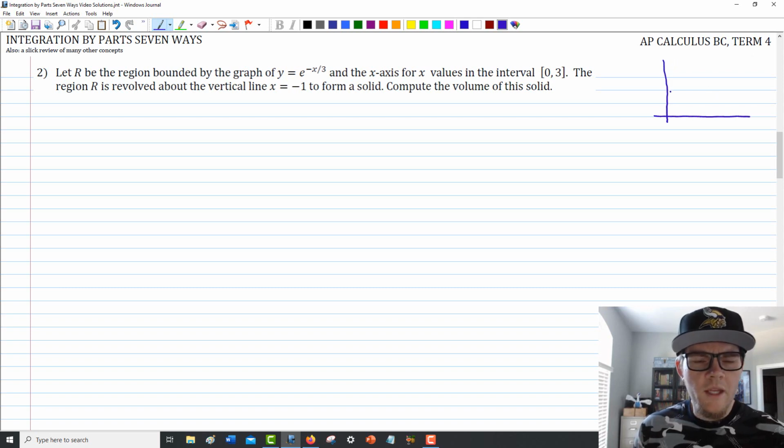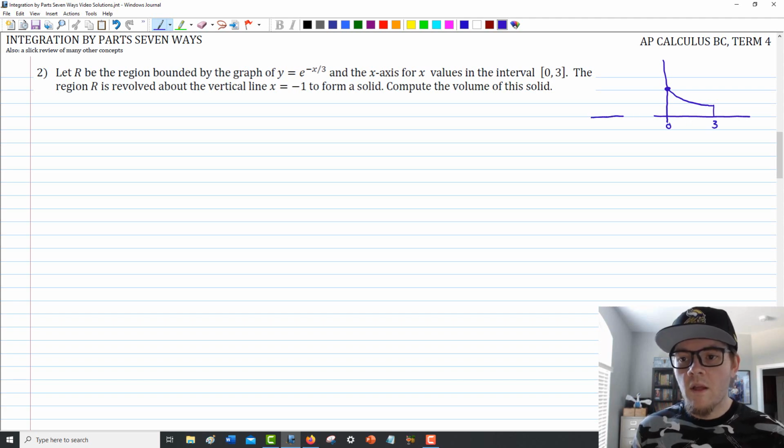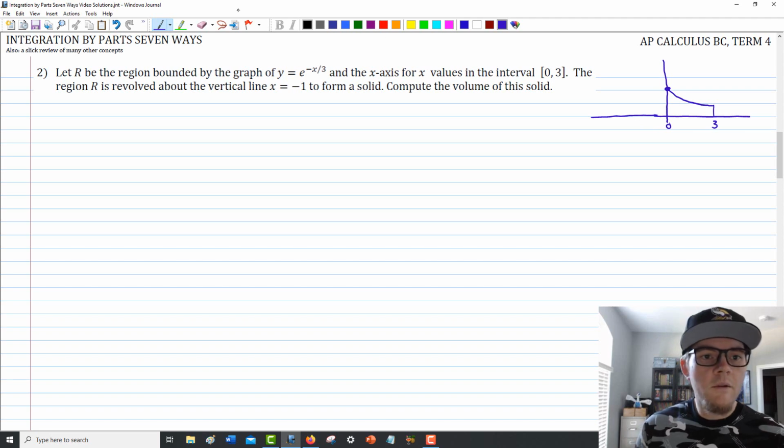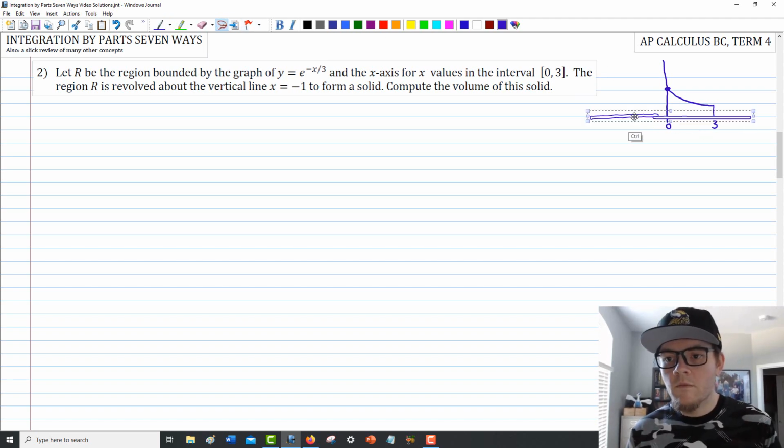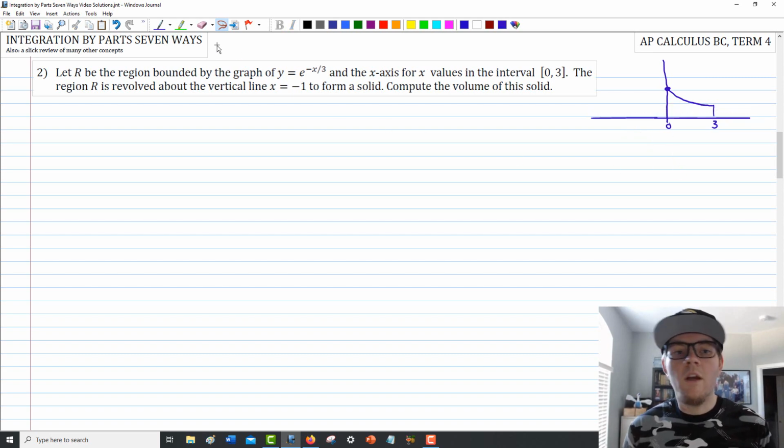Basically, if we plug in 0, we get e to the 0, which is 1. So we've got something along this line. It goes from 0 to 3, so there is our region itself. And again, we're not drawing the solid right now, we're just trying to sketch what the region's going to look like. And we did that. Boom. Okay.